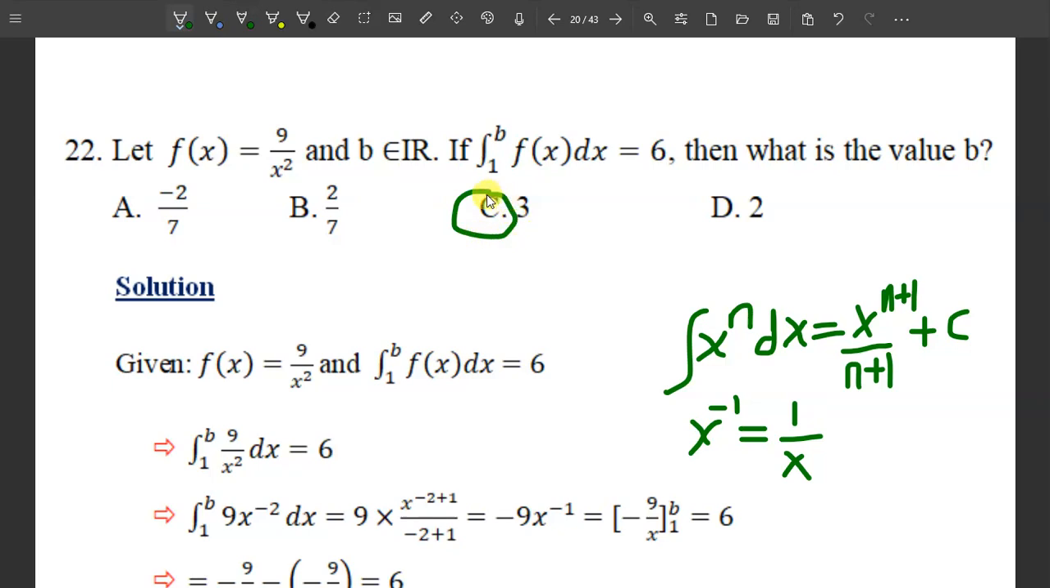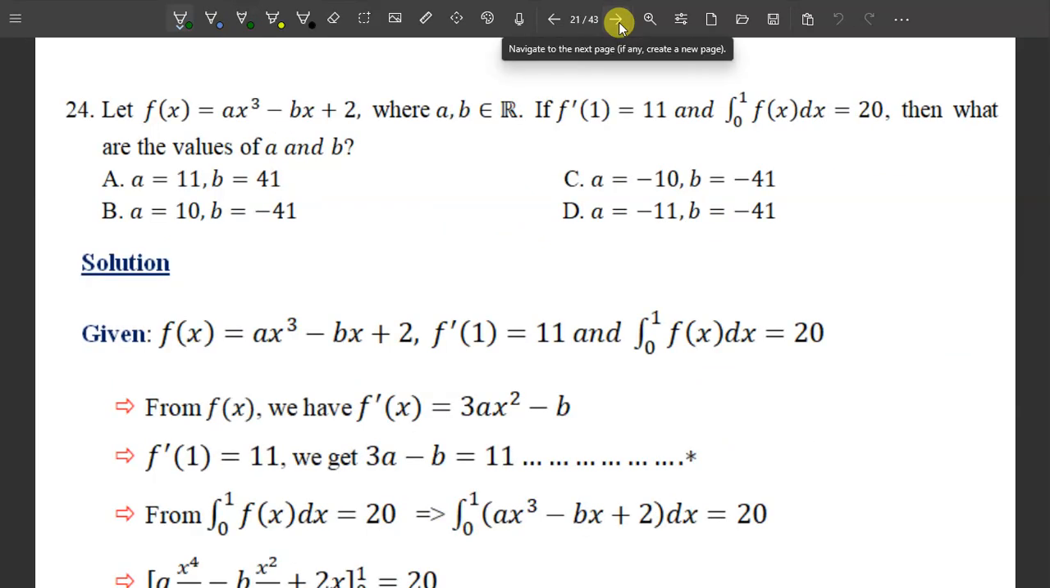If you say C, then you score a point. Now let us come to the next question. This question is actually a little bit complex.